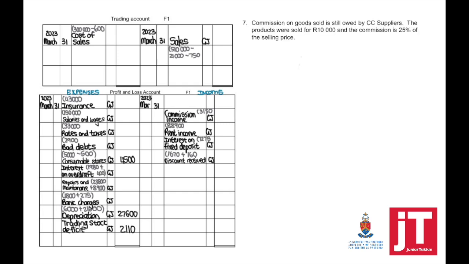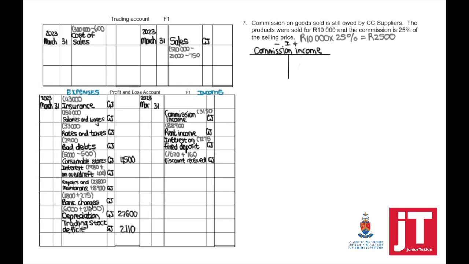Number 7, commission on goods sold is still owed by CC suppliers. The products were sold for 10,000 and the commission is 25% of the selling price. So commission is still owed to us. This is commission income. And if it's still owed to us, it should be added. But how much? It says there, the products were sold for 10,000 and we get 25% commission.